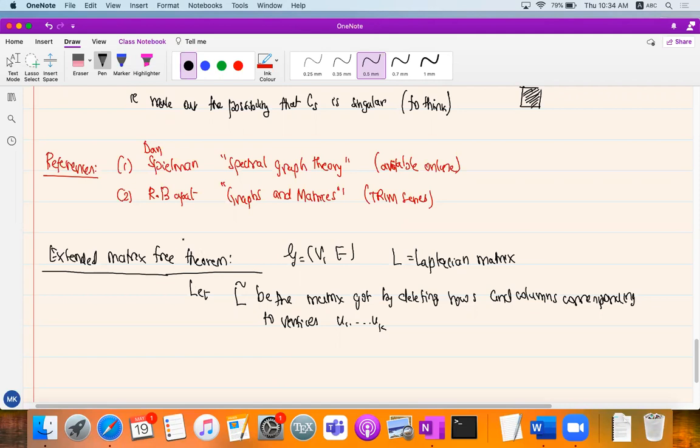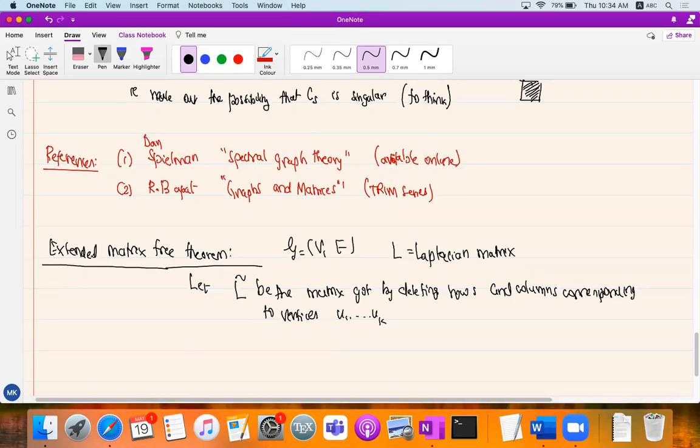So what is its determinant? That also has a counting interpretation, and that is this extended matrix tree theorem. What does the determinant of L tilde count? This is also a number. What is it a number of? If it was only one, when k is 1, you get back the number of spanning trees. When k is 2 or more, you get something different.